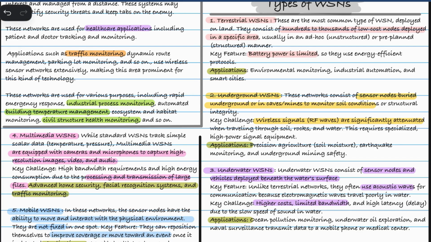For example, during a hazardous chemical warehouse fire, human firefighters cannot enter safely. Instead, what we do is send an autonomous mobile drone sensor which can fly inside the smoke, map the spreading toxic fumes, and dynamically shift its position to maintain a strong communication link with the command center. That is how mobile WSNs are used.